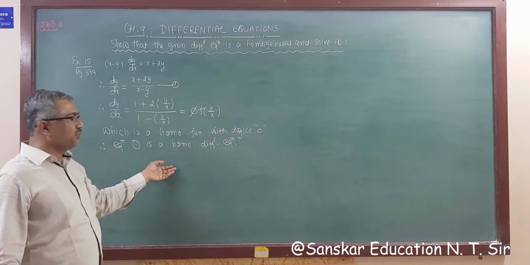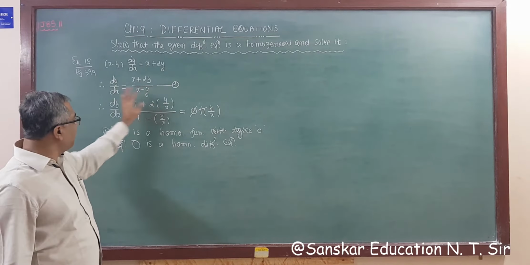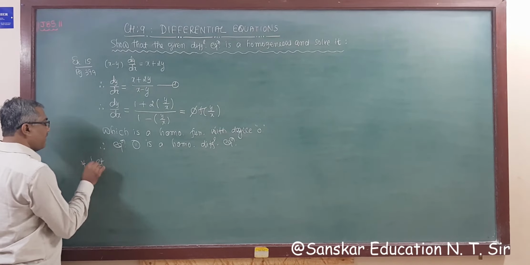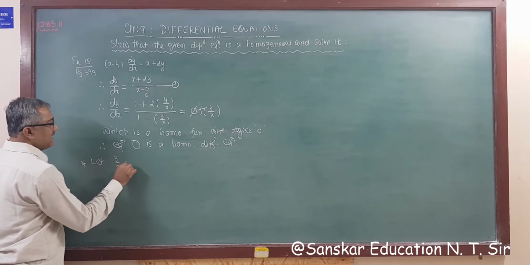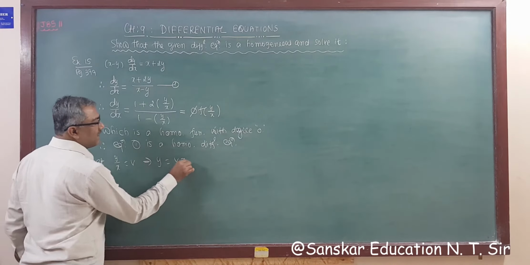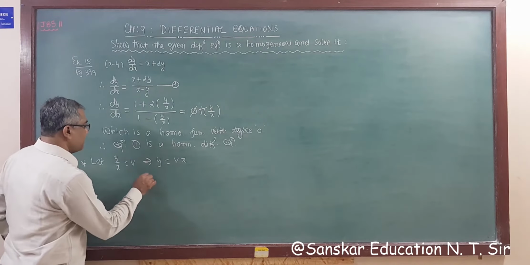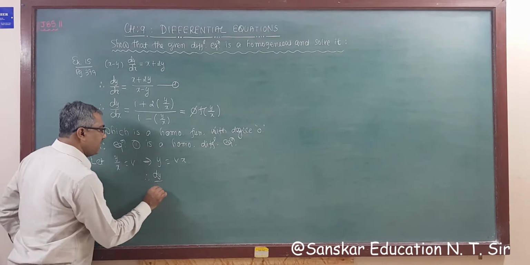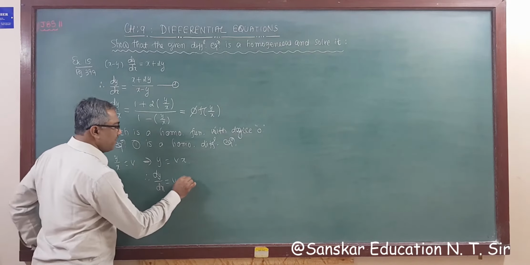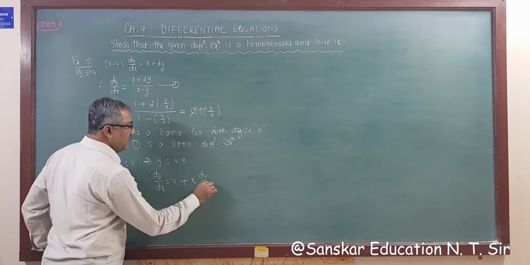We saw that this is a homogeneous differential equation. Now assuming y by x is equal to v, because this is y by x, this is also y by x. So let y by x is equal to v. So this implies y is equal to vx. Now we want dy by dx, so differentiating this with respect to x, dy by dx is equal to v as it is, derivative of x is 1, plus x as it is, derivative of v is dv by dx.